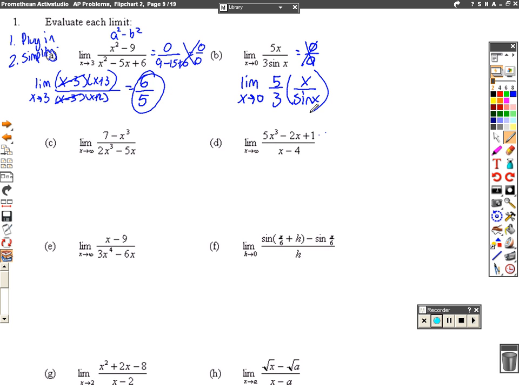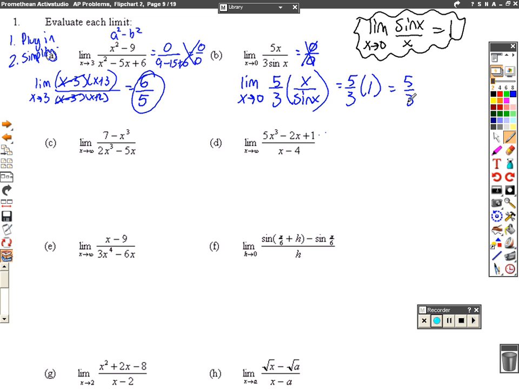It's still a product. And you remember over here, we had learned a special rule that the limit as x approaches 0 of sine of x over x equals 1. That was like a special rule that we had learned. So we can actually apply that here. If you flip 1, it's still 1. So this really is just 5/3 times 1, or 5/3. All right, so that's a rule we definitely have to memorize. All right, next one. Limit as x approaches infinity.